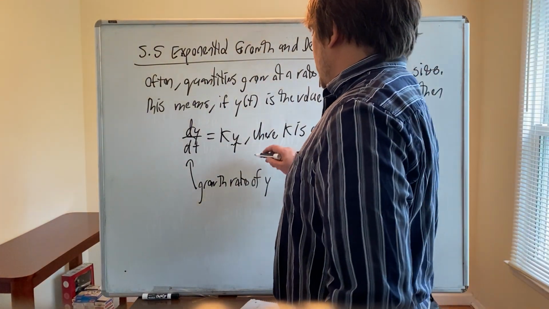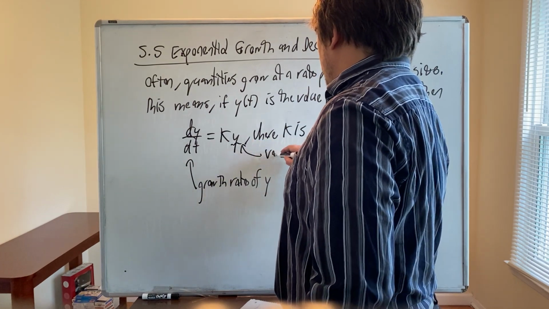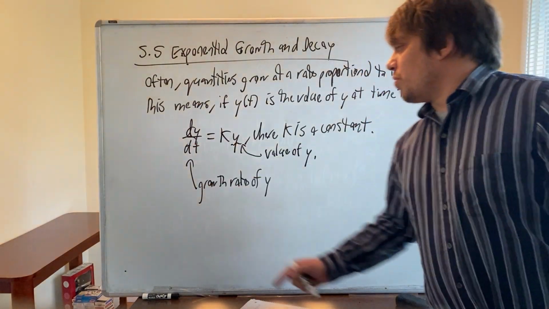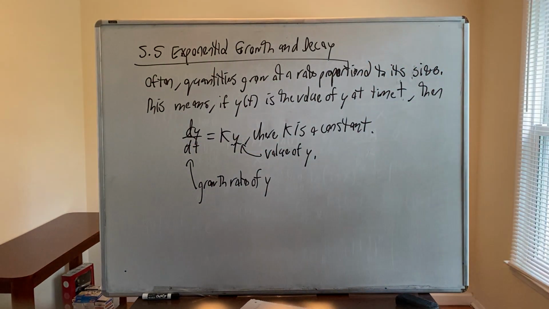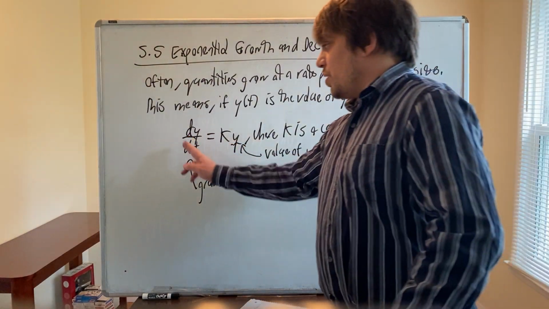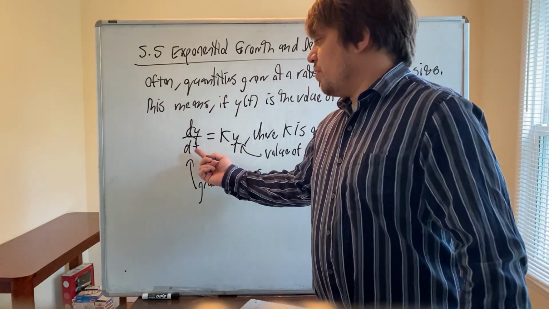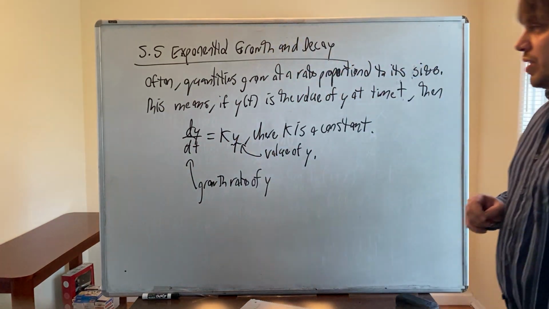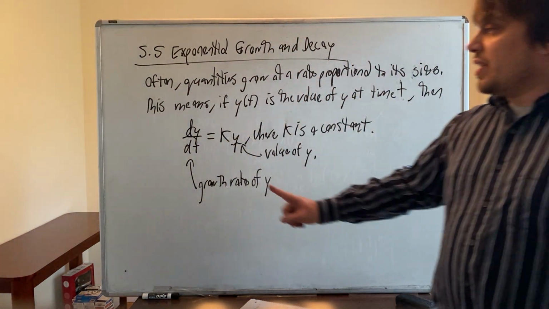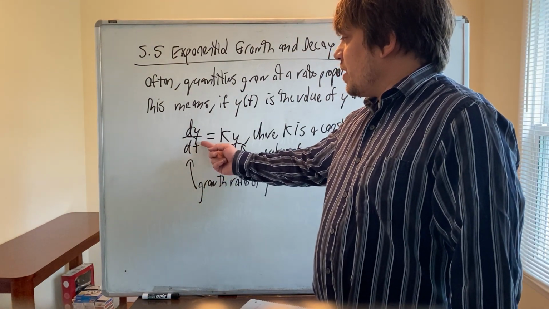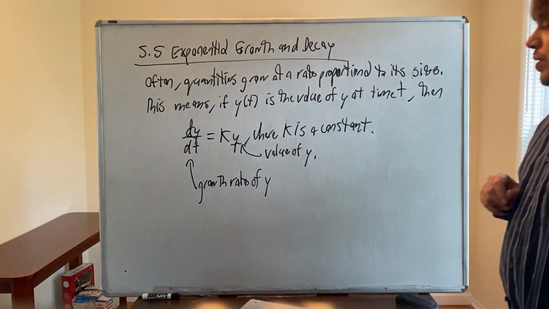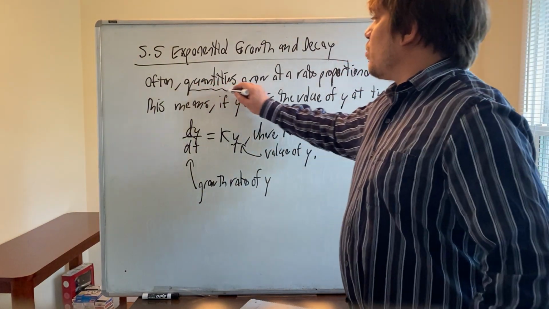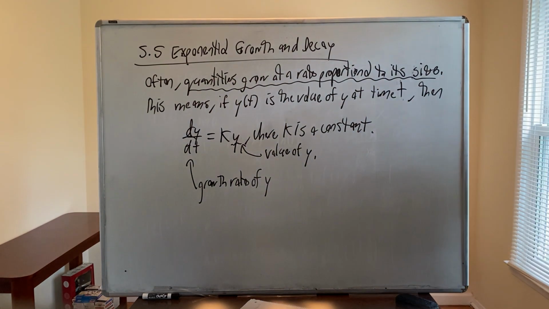This y, I'm going to state the obvious, y is the value of y. Okay? So dy dt is the growth rate of y, and y is the value of y. So dy dt equals ky is an equation relating the growth rate of a quantity and the value of the quantity itself. And this equation is saying that the relationship is that the growth rate is a constant times the value of y. That's what it means for saying that a quantity grows at a rate proportional to its size.